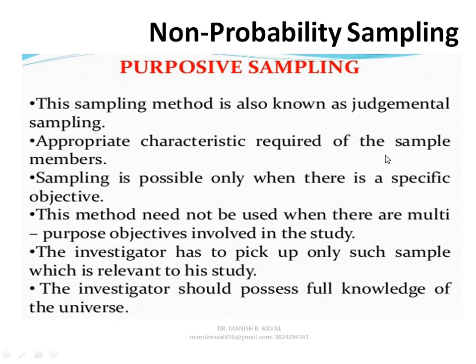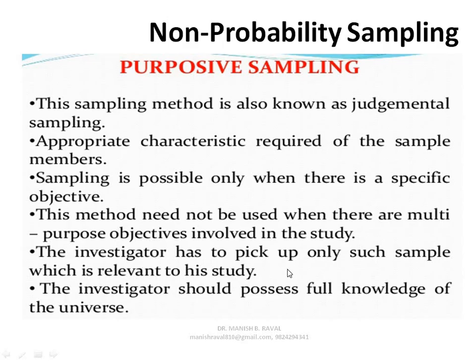Appropriate characteristics are required of the sample members. Sampling is possible only when there is a specific objective. Judgmental sampling is done when there is a specific objective. This method should not be used when there are multi-purpose objectives involved in the study. When we have a multi-purpose objective, in that case this method is not going to be used. When there is only one specific objective, the purposive sampling method will be used.